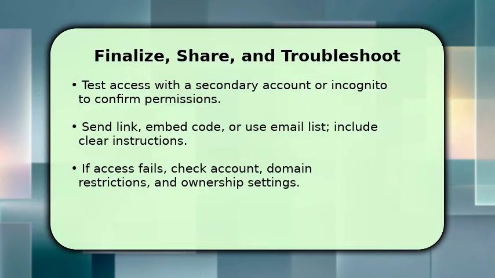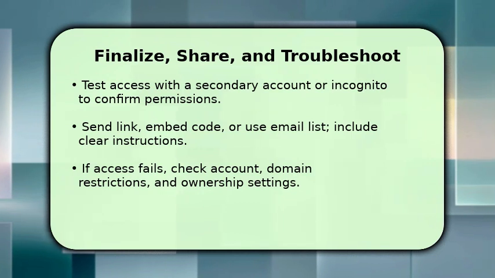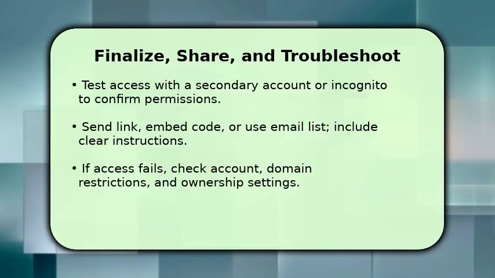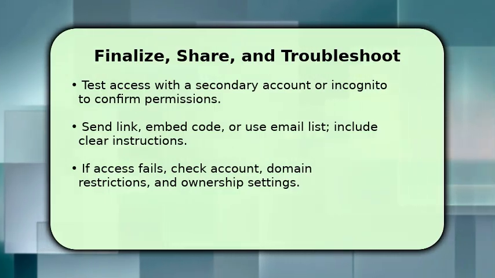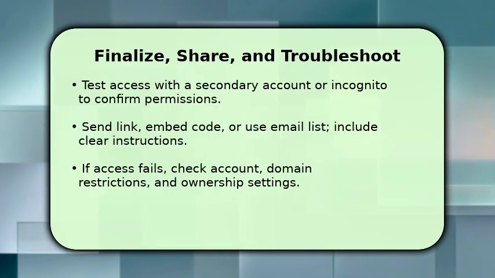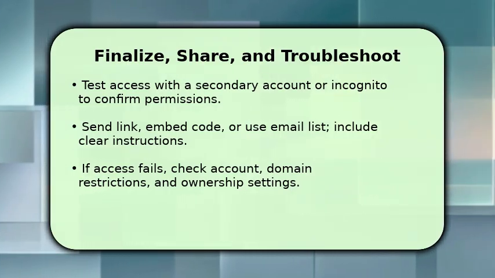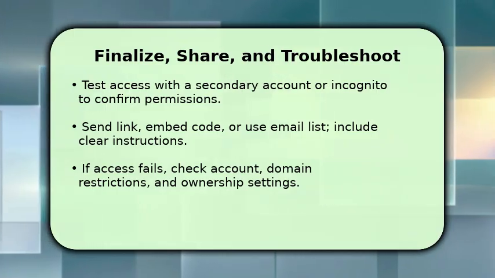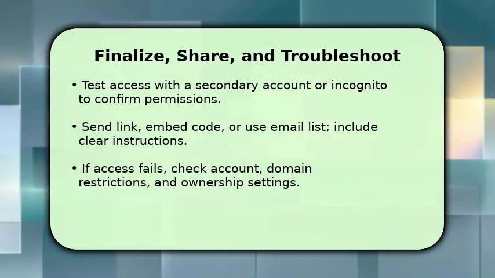Finish by testing access. Open the link in an incognito window or a different account to confirm viewers and editors see what you expect. Then send the finalized link or embed code or email collaborators directly with instructions on editing and deadlines. Once sent, monitor responses and make small permission tweaks if needed.